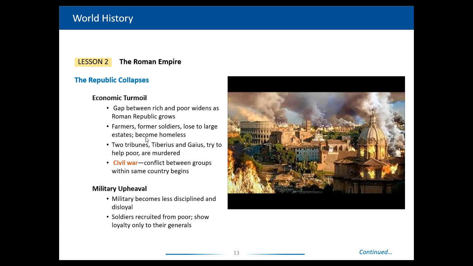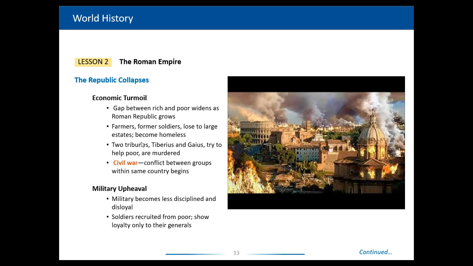The gap between the rich and the poor widens as the Roman Republic grows. Farmers, former soldiers, lose to large estates and become homeless. Two tribunes, Tiberius and Gaius, try to help the poor and they are murdered for it. A civil war brews because of it. And what is a civil war? It is a conflict between groups within the same country.